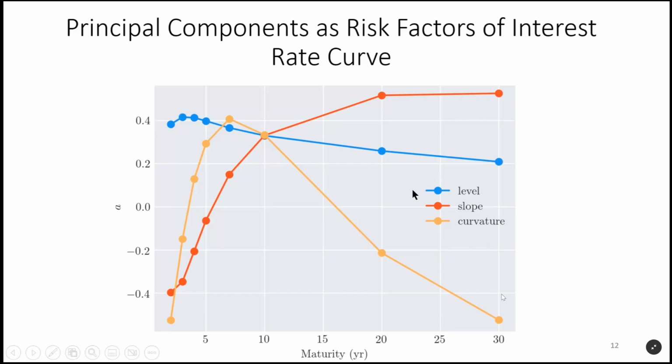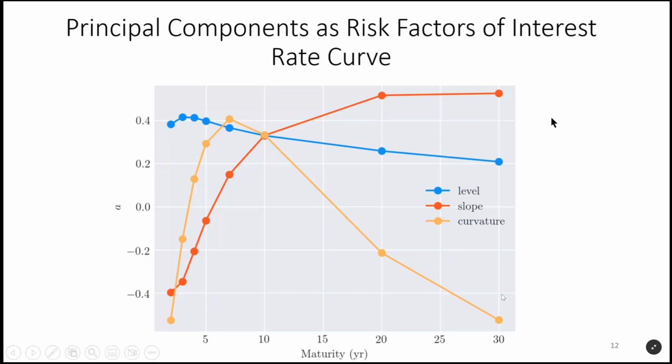Okay, so you can see the blue line here. It's called level, and we can see that this line lies in a positive area. So all the sensitivities are positive. So when this factor works and influences the curve, that means that all rates go up or all rates go down. So that's why we talk about the shift.